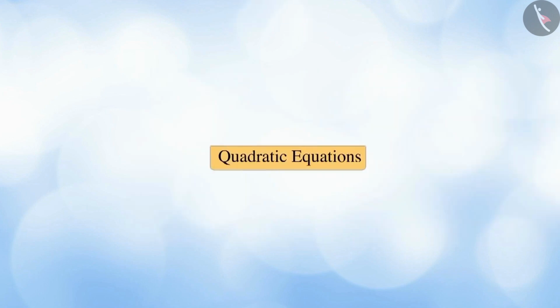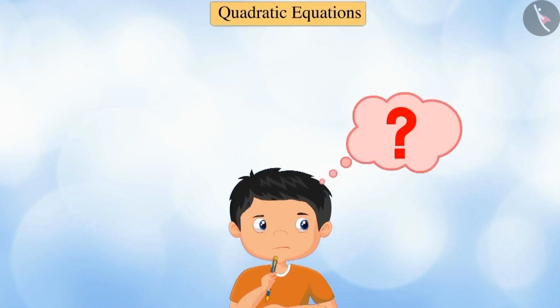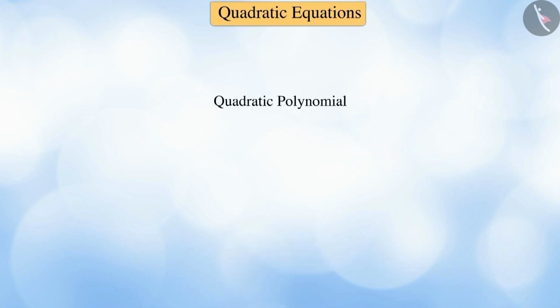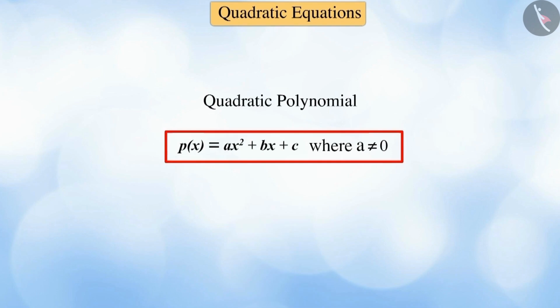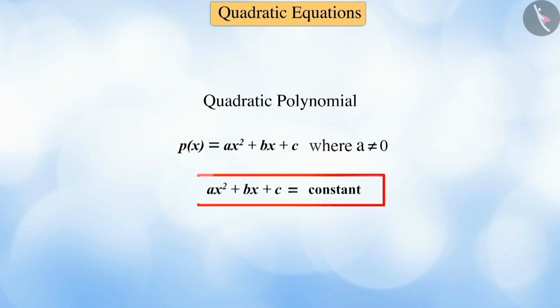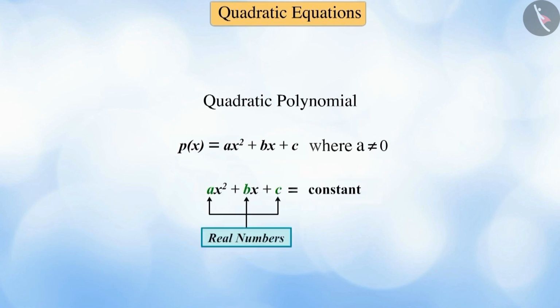Now let's understand quadratic equations. Can you tell how a quadratic equation looks? Consider the quadratic polynomial p(x) equal to ax to the power 2 plus bx plus c. When this quadratic polynomial is equated to a constant, this polynomial gets converted into a quadratic equation. Here, a, b, c are all real numbers and a can never be 0.